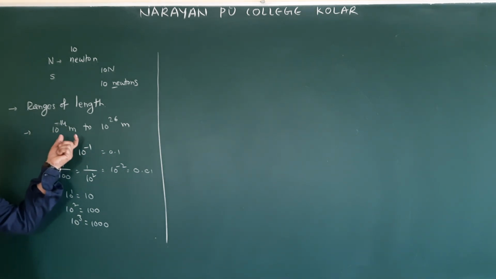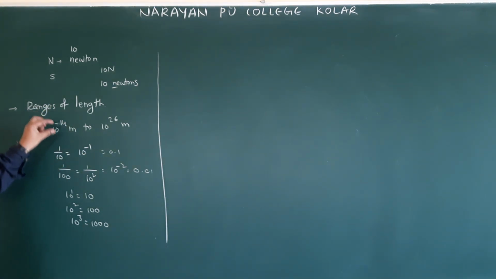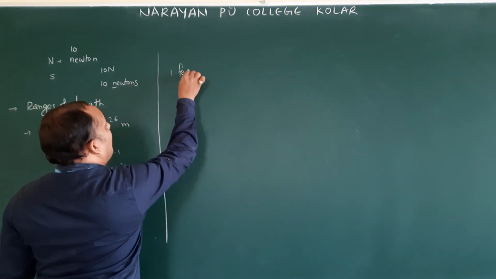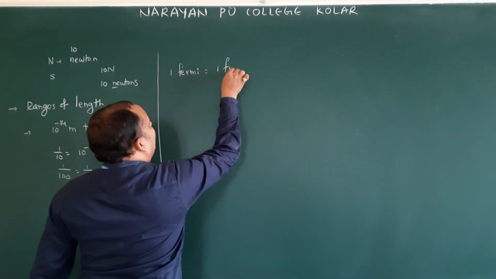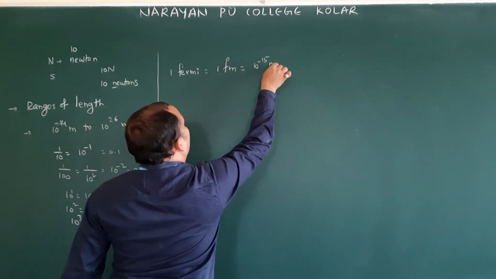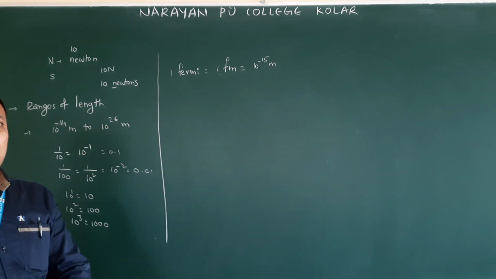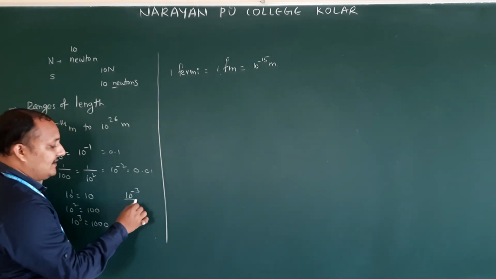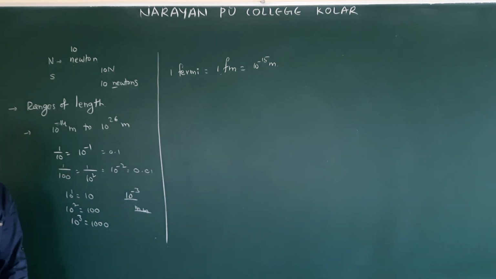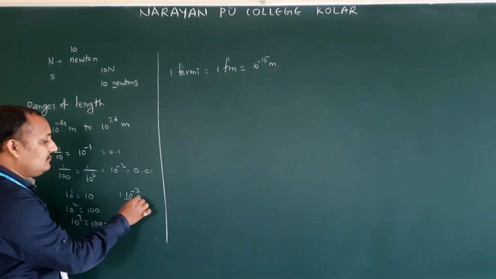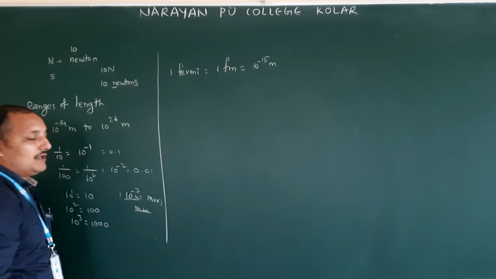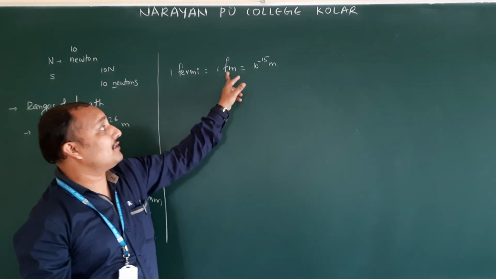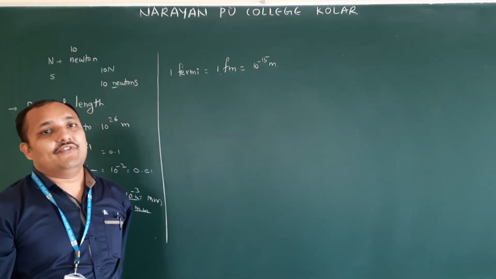How will we write these values and how will we call 10 power minus 15? We call it 1 Fermi. We write it like this: Fm is equal to 10 power minus 15 meters. So 10 power minus 3, how will we write it? This one we write as millimeter. 10 power minus 3 meters means 1 millimeter. Same like that, 1 Fermi, 1 Fm can be written as 10 power minus 15 meters.